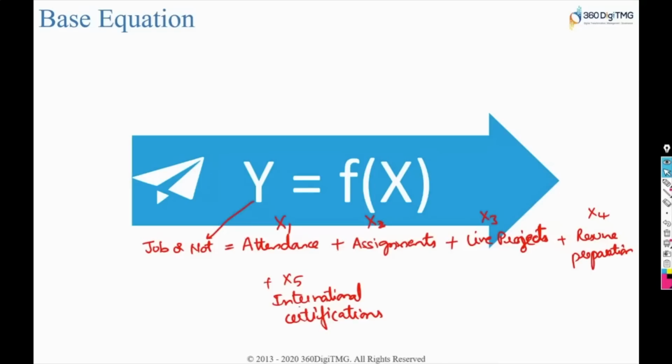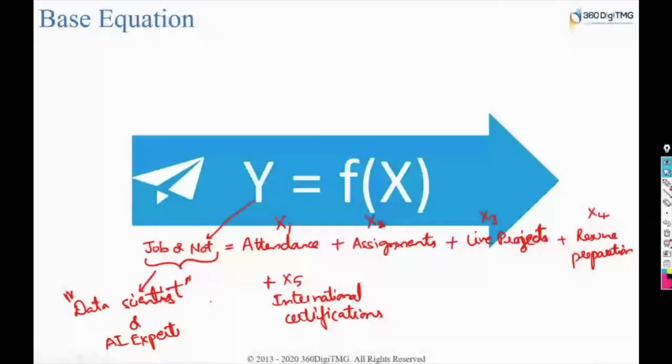It depends on all these aspects on whether you're going to get a job or not, whether you're going to become a data scientist or not, or AI expert, or maybe a data analyst, or maybe a business analyst, or there are many names, data modeler. And there are many other names which exist. Okay, anyways. So the output that you want to achieve might either depend on a single input or it might depend on multiple inputs.